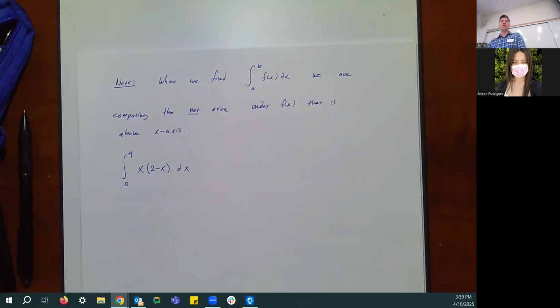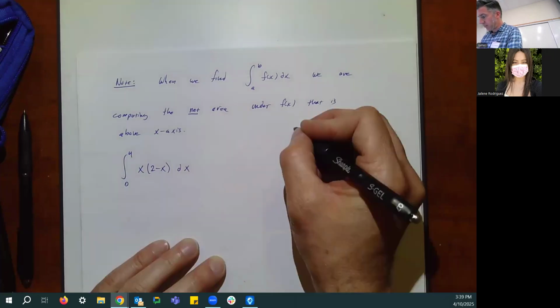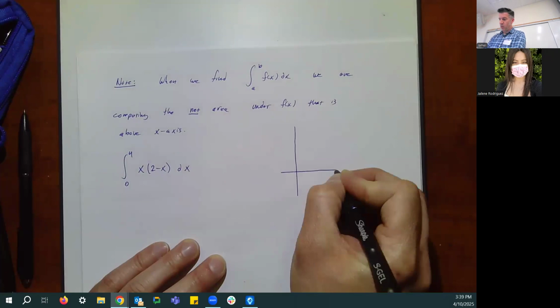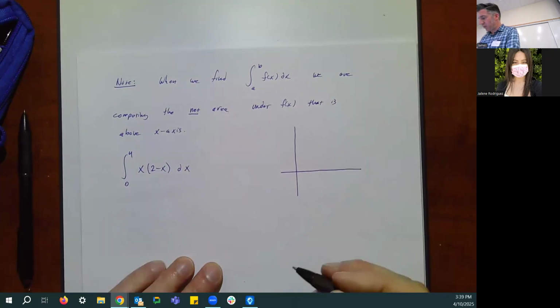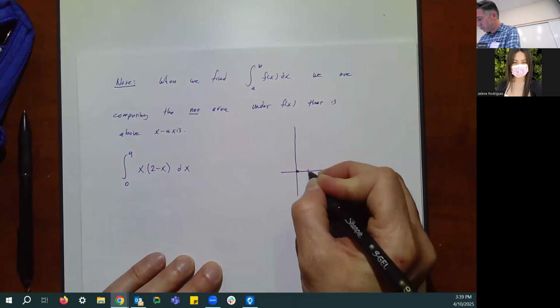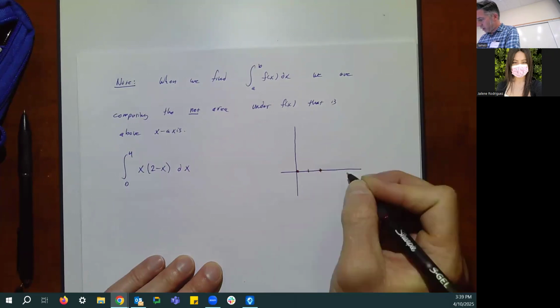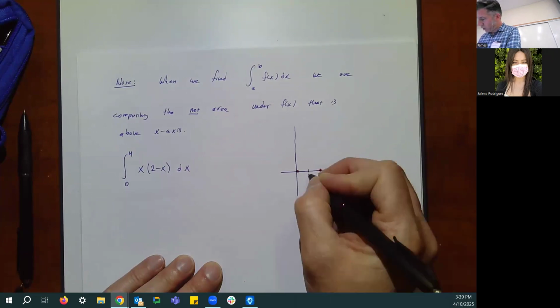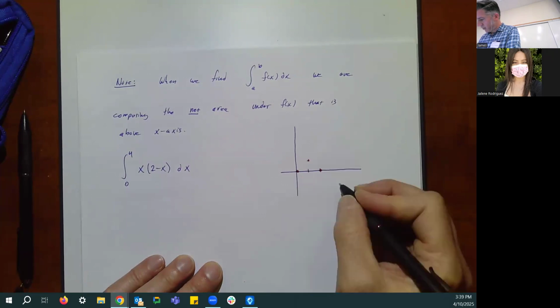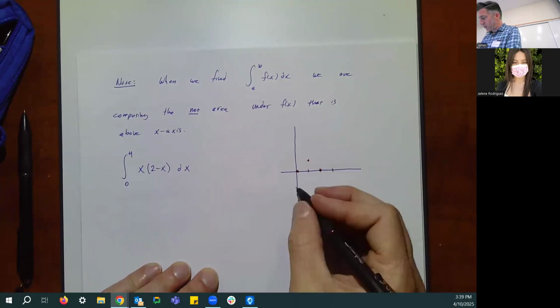I'll point out that function is not always positive, right? If we graph this thing, it's a parabola. It's opening downward. It's got x-intercepts at 0 and 2. And the vertex is 1, 1. And then at 3, I would get 3 times -1, which is -3.